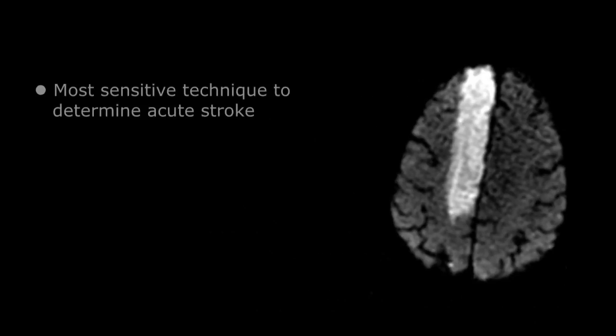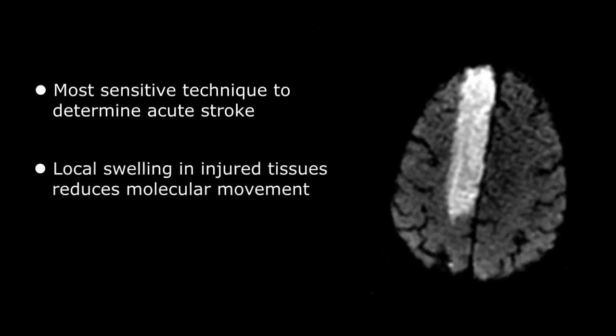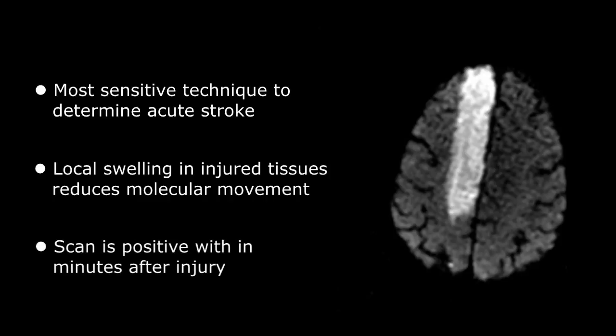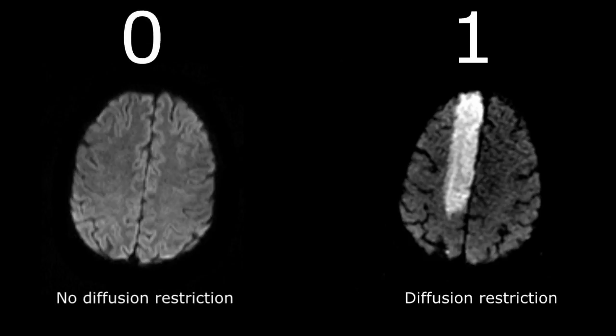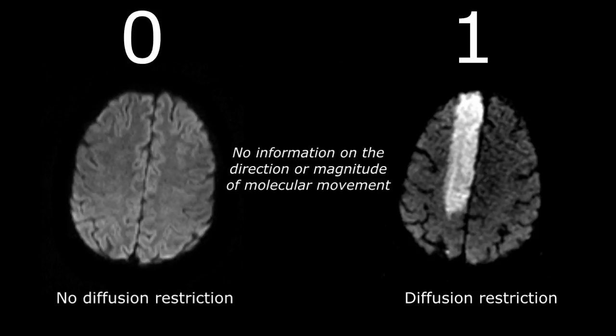Diffusion-weighted imaging is the most sensitive MRI technique to determine acute stroke in the brain where the injured tissues swell and reduce molecular movement within minutes after injury. However, this is a binary analysis. Diffusion-weighted imaging can tell us either yes, there is diffusion restriction, or no, there is no restriction. It really can't give us any information about the direction of molecular movement.